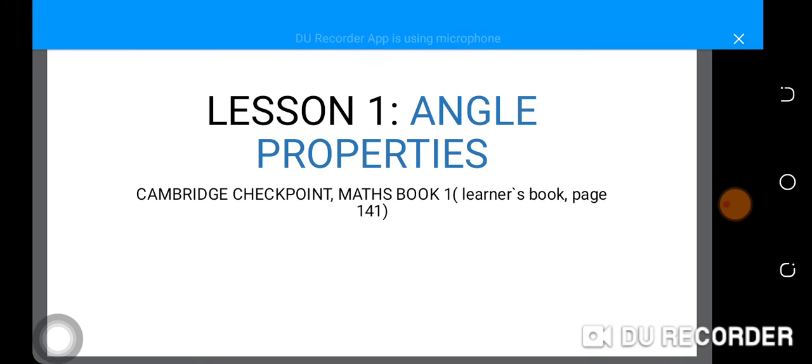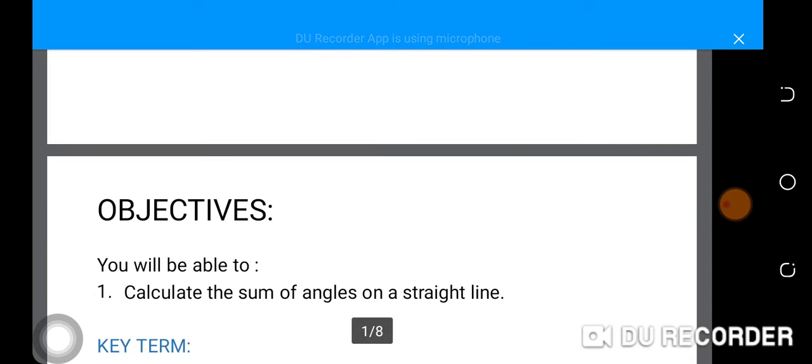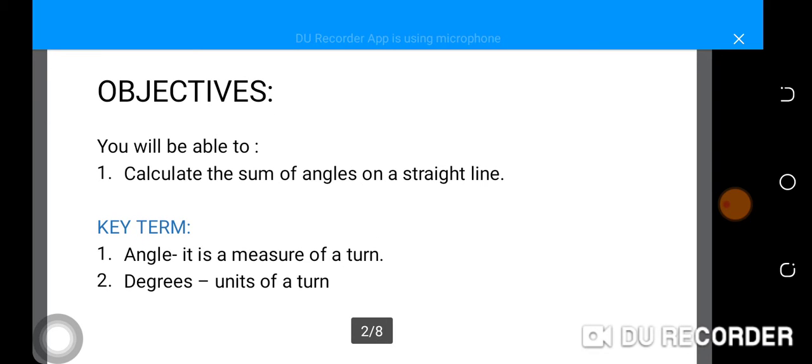You can get this lesson in your textbook, Cambridge Checkpoint Maths Book 1, the Learner's Book, page 141. Now here we have the things that we are going to achieve in this lesson. By the end of this lesson you'll be able to calculate the sum of angles on a straight line.